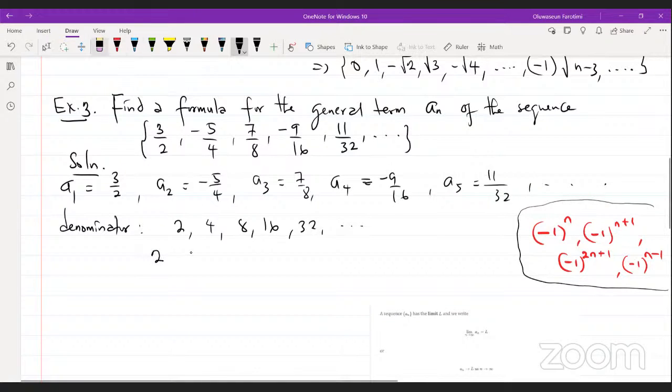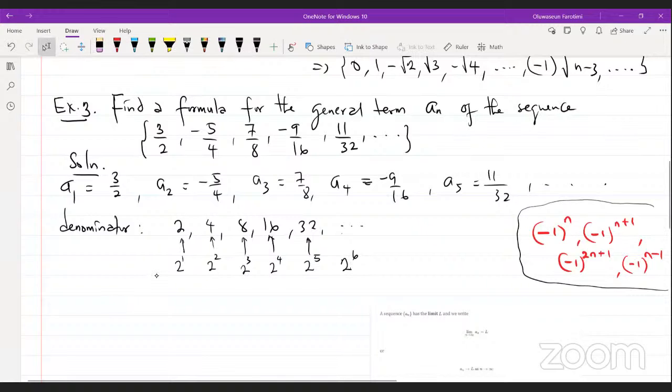Because the first guy here corresponds to the first term, this is like 2 to the power of 1. What about this guy? 2 to the power of 2. What about this guy? 2 to the power of 3. What about this guy? 2 to the power of 4. What about this guy? 2 to the power of 5. If we have the next guy here, it's going to be 2 to the power of 6, because it has to be the same order.